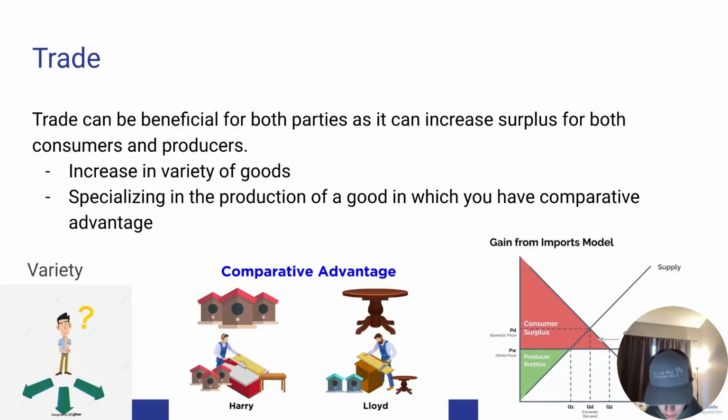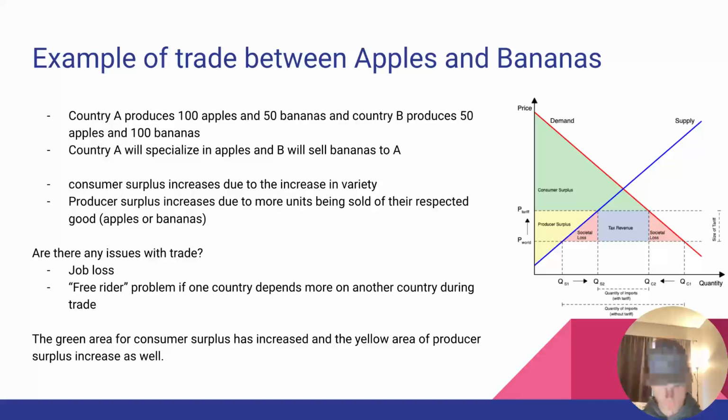Earlier in the course, we learned that trade can be beneficial for both parties as it increased surplus for both consumers and producers. Trade improves total surplus in many ways, including an increase in the variety of accessible goods, where there are more choices to benefit the needs of consumers, along with specialization of goods in which you have a comparative advantage. The total costs are cut down, and quantity is increased, which benefits both producers and consumers as well.